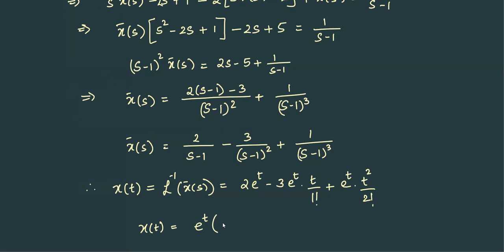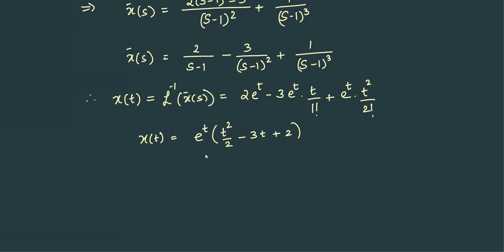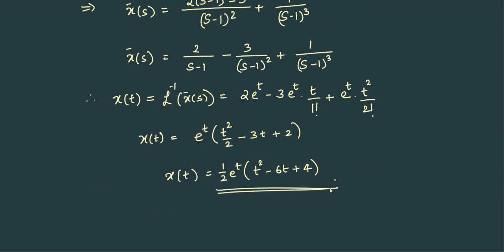And okay, 2 steps we will do. We get t square by 2 minus 3t plus 2. So this is the function. Take half outside. T square minus 6t plus 4. This is the solution of the differential equation.